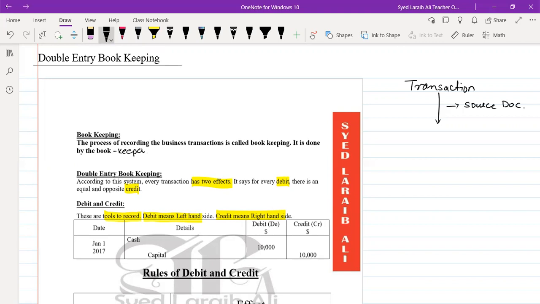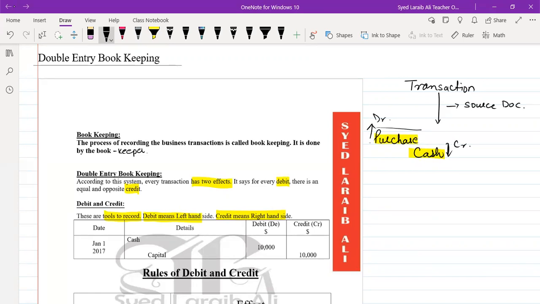I will give you some examples first. For example, a business has purchased goods for cash. When the business purchases goods for cash, the purchases increase and the cash decreases. So purchases would be debited and cash would be credited. Here, the purchases are written on the left hand side, whereas the cash is written on the right hand side. So this is called the debit side and this is called the credit side.